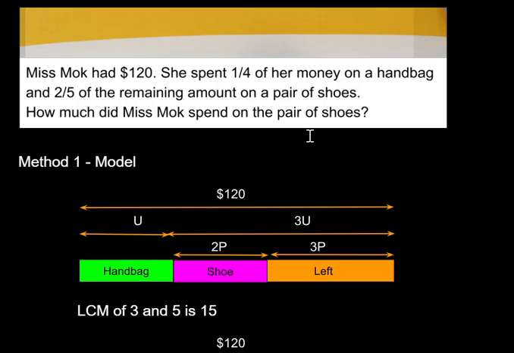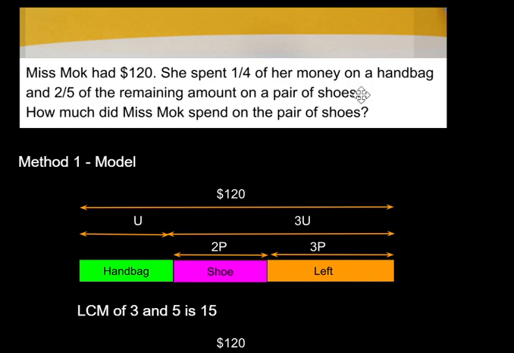Okay, I'm going to show you two methods. The first method is my model. Straight away you know that it's a single bar model because you see the words remaining amount, and there's only one character inside. So Miss Smoke had $120. You draw a long bar and say she got $120.